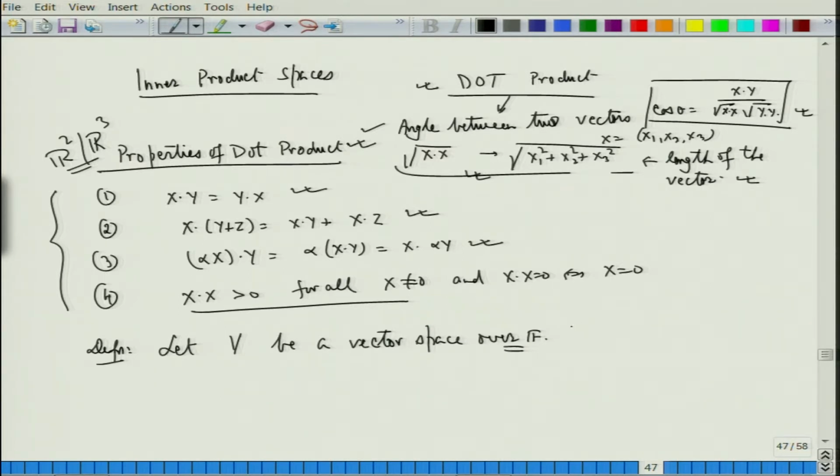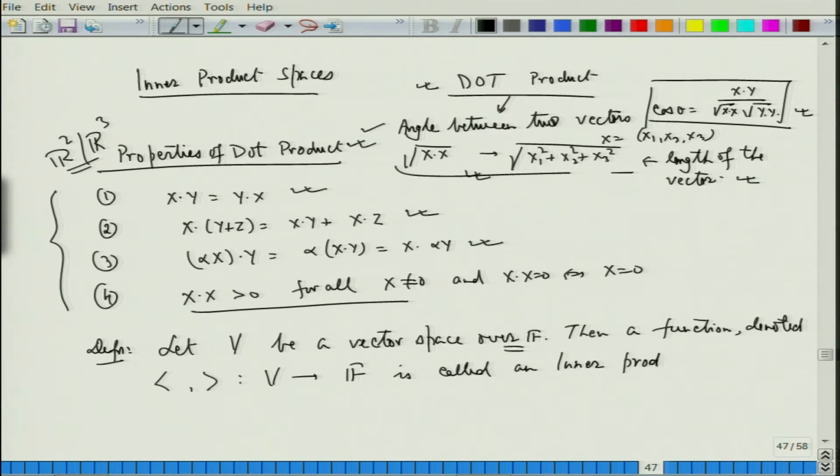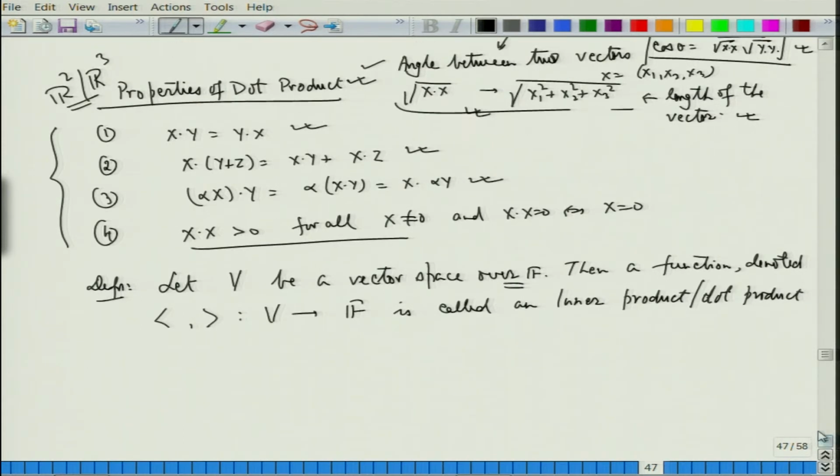So then a function from V to F is called an inner product or dot product. There is a different way of writing it, denoted like this. We don't write F anymore, we write like this.